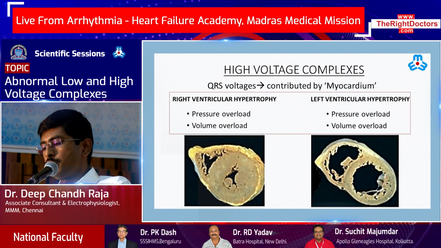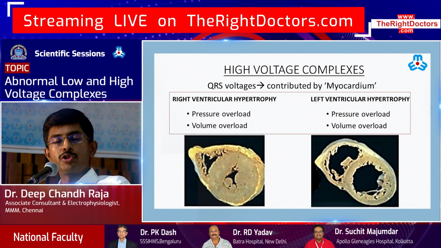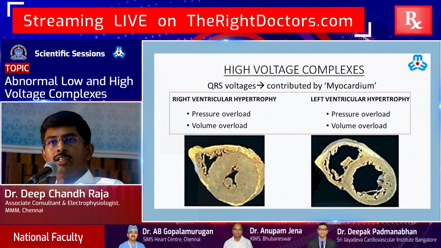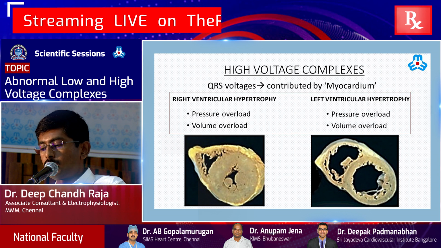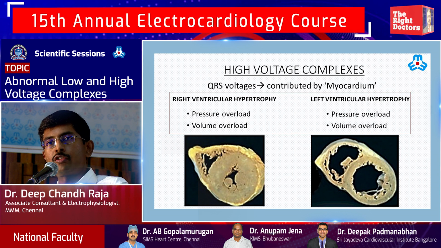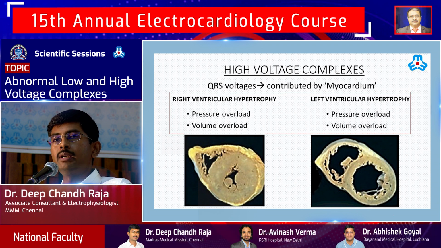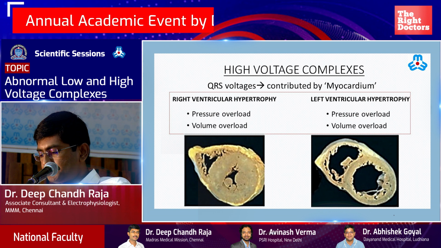So the pathology could be right ventricular. Maybe you're dealing with the right-sided leads, V1, V2, showing tall R waves. It means you're dealing with a right ventricular hypertrophy. And if it is more on the left-sided leads, then you're dealing with a left ventricular hypertrophy. Again, whenever you see an ECG of hypertrophy, you should attempt to see if that could be a pressure overload type of hypertrophy or a volume overload type of hypertrophy.